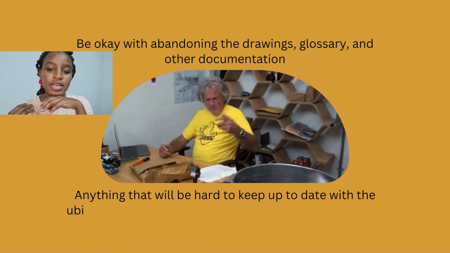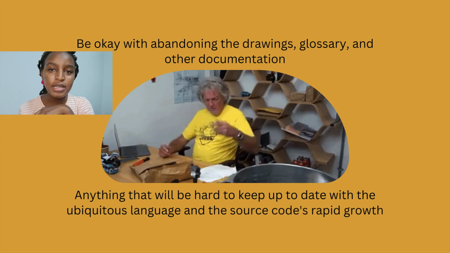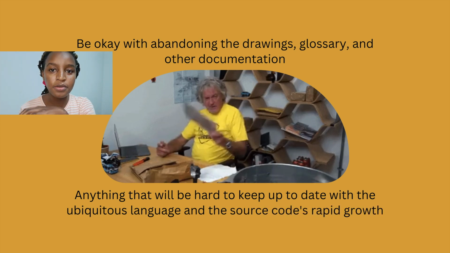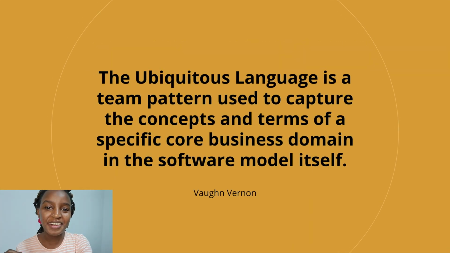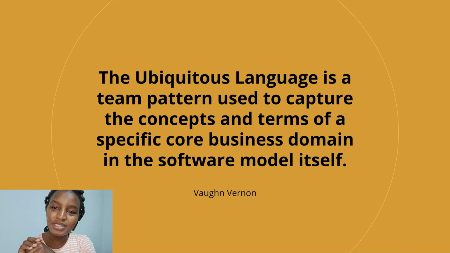Anything really that will be hard to keep up to date with the ubiquitous language and the source code's rapid growth, be okay abandoning it, and that's part of the process. I'll give a quote here by Vaughn Vernon. The ubiquitous language is a team pattern used to capture the concepts and terms of a specific core business domain in the software model itself.